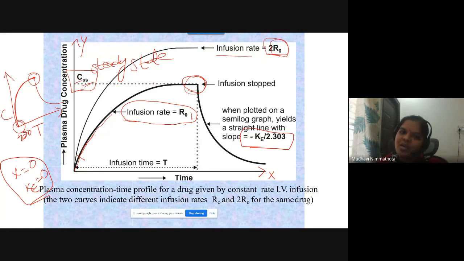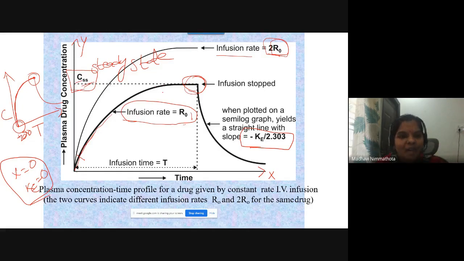Then when you extrapolate this infusion concentration, you will get a CSS. This is called steady state. I already told you earlier, you will get a steady state constant drug release in the infusion. This will not be possible by IV bolus.